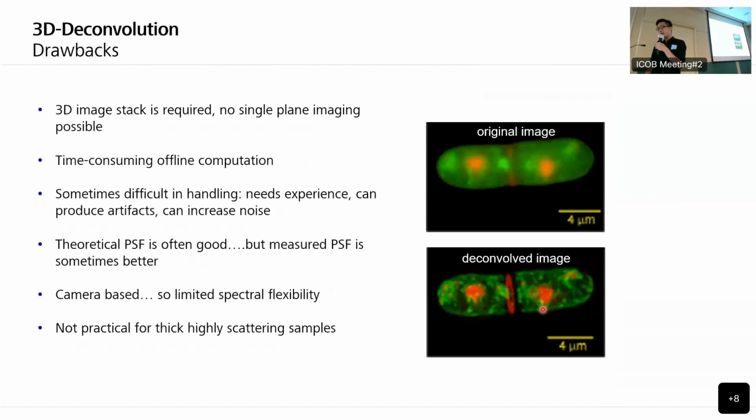Okay, so for all these deconvolution techniques, the main limitation is imposed by the computational ability of the computer, because you need lots of memory and also good graphics cards to do this kind of calculation.